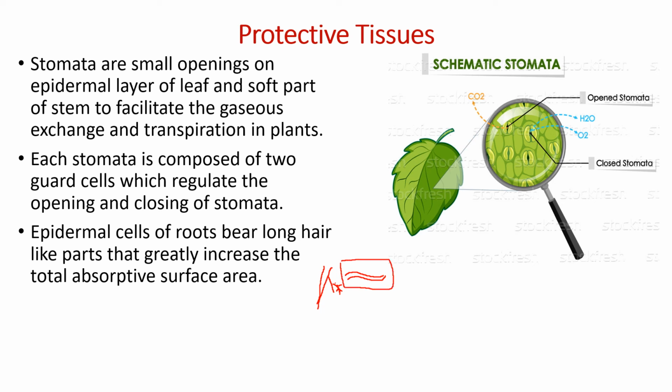Now this root hair increases the surface area of absorption. Wherever we need a lot of absorption, right? Absorption of what? Absorption of definitely water and minerals, right? Because they are in contact with soil. So definitely they are responsible for the absorption of water and minerals, right? So this root hair is responsible to increase the surface area. They are tiny root hairs. Okay, when the surface area has increased, then there will be more absorption of water and minerals.